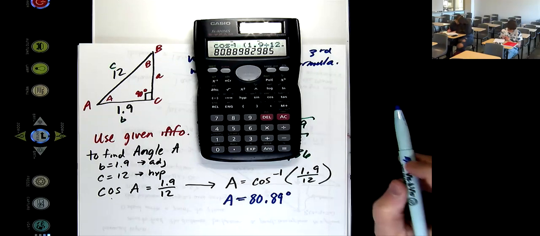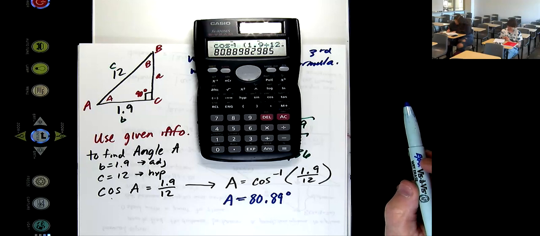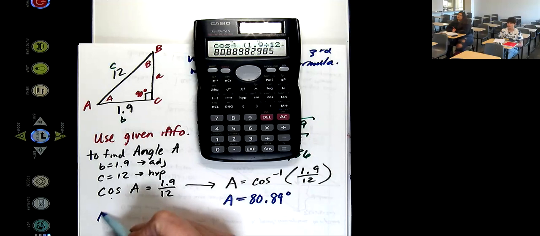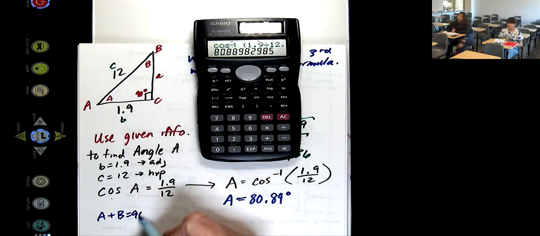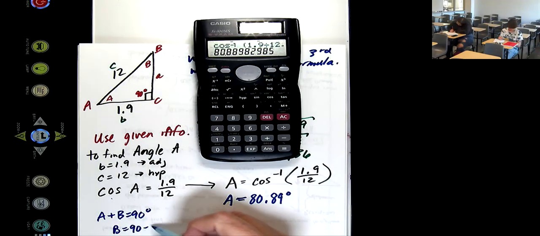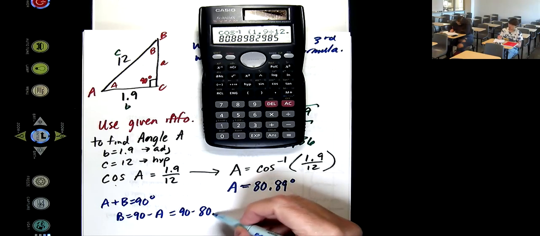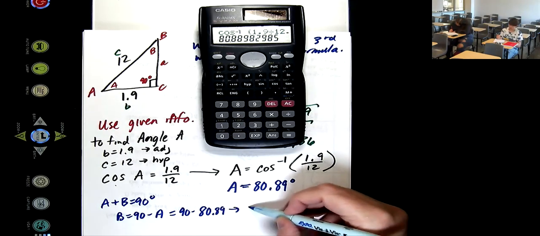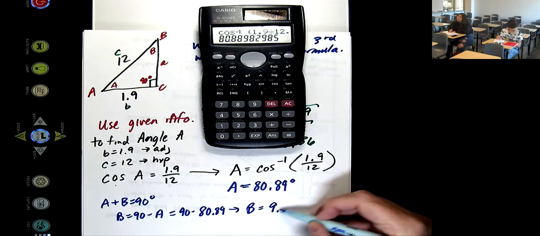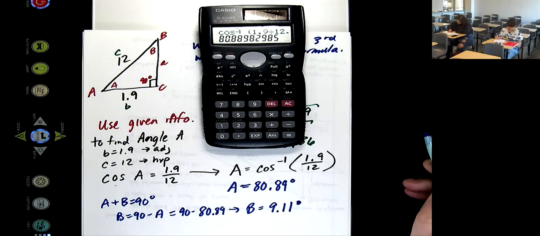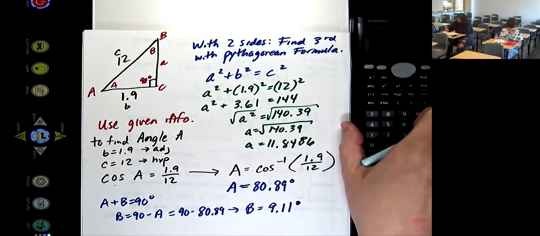I could do something similar to find B using one of these trig functions, or I can say A plus B has to equal 90 degrees. So B equals 90 minus A, which is 90 minus 80.89. So B equals 9.11 degrees. And now I have all three sides and all three angles.